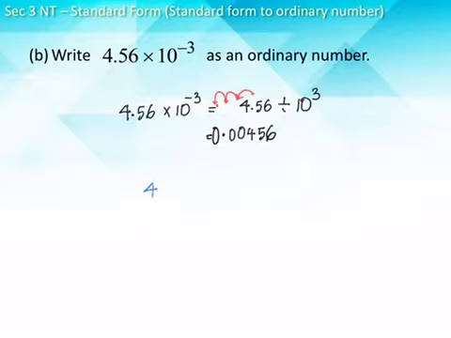Let us take a look again. I have 4.56 originally. I need to divide by 10 to the power of 3, 1, 2, 3. This is the place where we put a decimal place, and there will be a 0 in front, 0, 0. That's why we get the answer 0.00456.